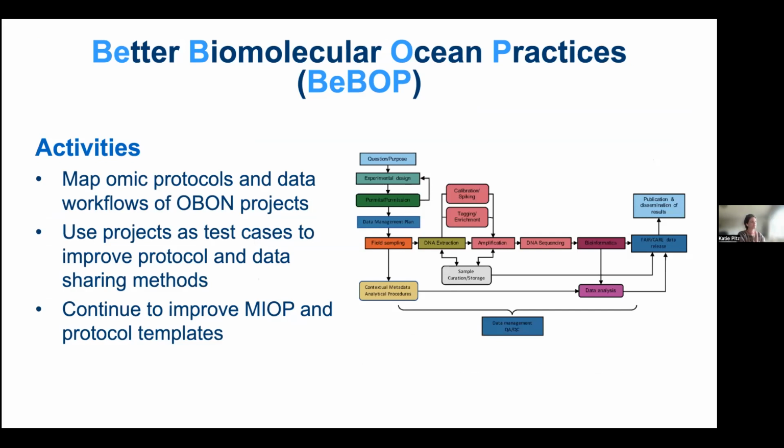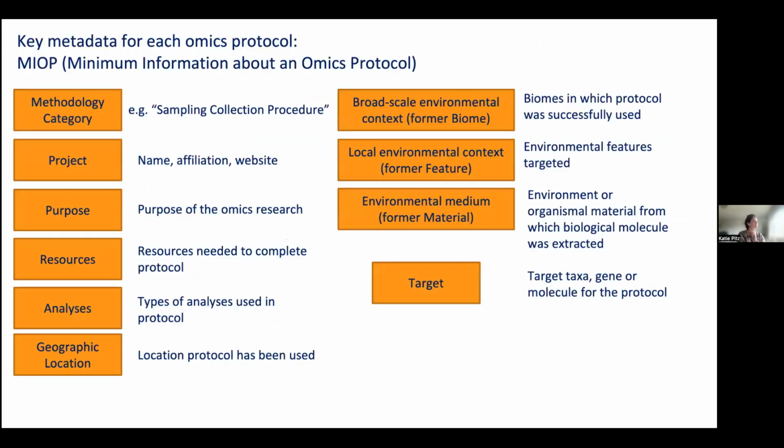So with Bebop, we're trying to use these two functions, these protocol templates and this MIOP data, to map the protocols that are being used across the OBON project. We really want to use these OBON projects as a test case for how we can compare protocols across these different omics sampling programs.